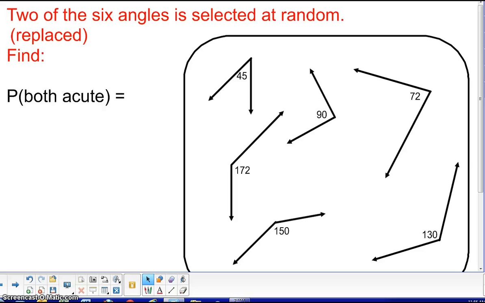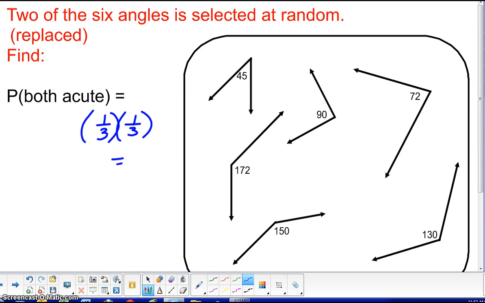Okay, so now we are talking about if two angles are selected at random and then it is replaced. So it's like starting from scratch every single time. Still multiplying, so if it's both acute, the first chance to get an acute is 1/3. Put that back in the bag, and then 1/3 again would be the next one for a total of 1/9. So that would be the probability if the angle is replaced in the box here. Okay, let's go on.